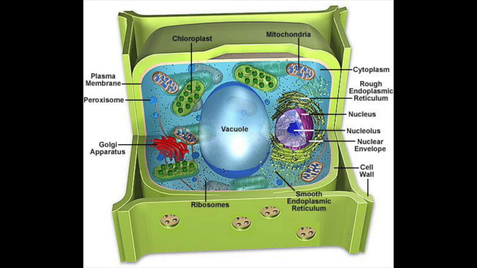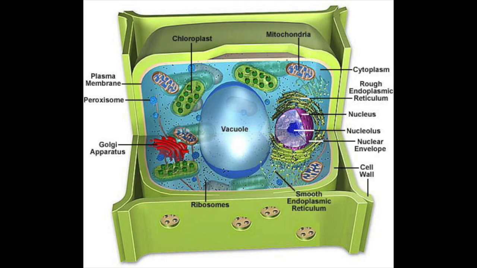The nucleus is the control center of the cell. It contains hereditary material, DNA. The chloroplast contains a green pigment, chlorophyll. It traps light energy and converts it to chemical energy in a process called photosynthesis. Mitochondria carries out cellular respiration, provides energy.